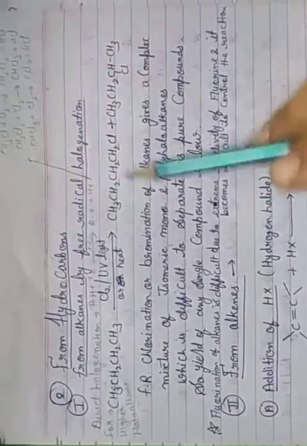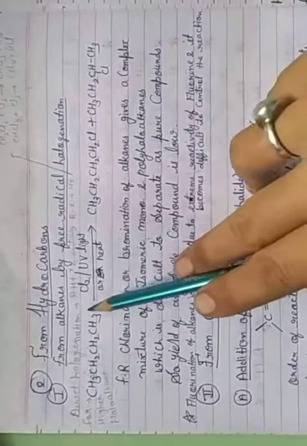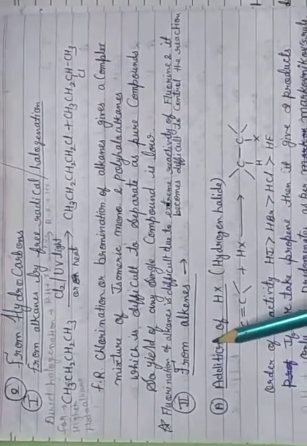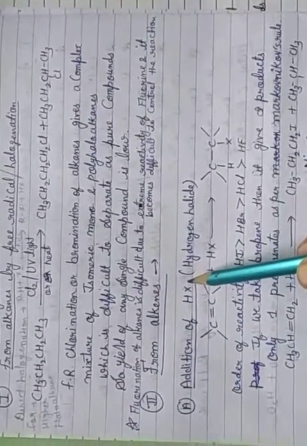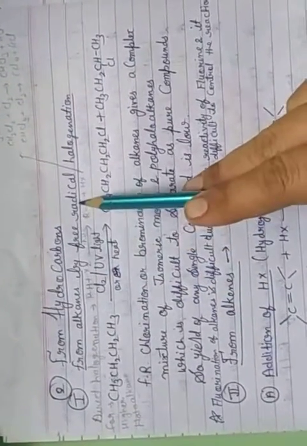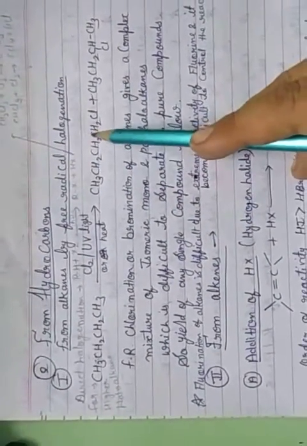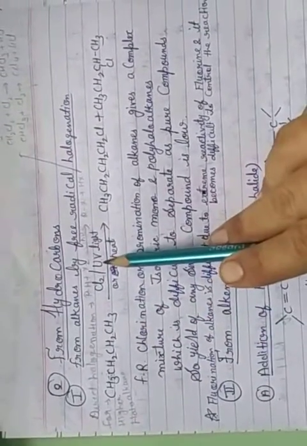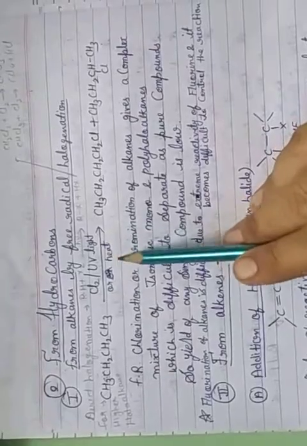Then the second one is from hydrocarbon: preparation of haloalkane from hydrocarbon. First is from alkanes by free radical halogenation, and the second one is from alkene. So first we have to see alkanes by free radical halogenation. We take butane in the presence of chlorine and ultraviolet light, otherwise heat.